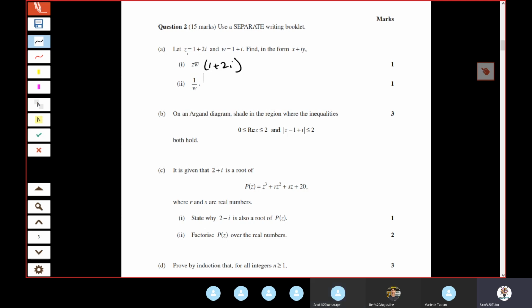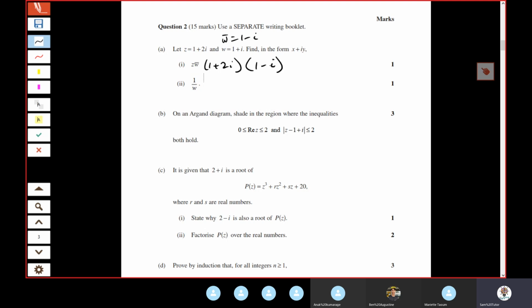Z equals 1 plus 2i. W equals 1 plus i. Find z times w conjugate in the form x plus iy. Easy. So z is 1 plus 2i. W with a conjugate. What does that mean again? 1 minus i. So it just means change the plus sign to a minus sign, right?